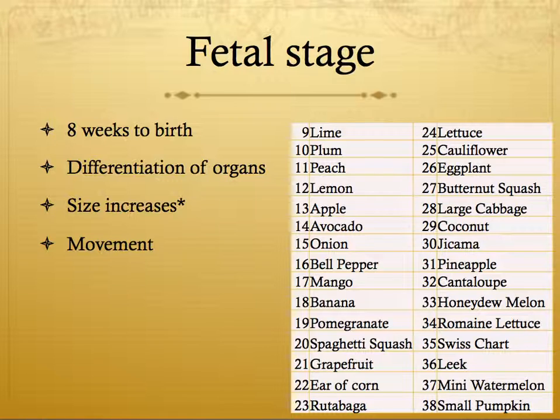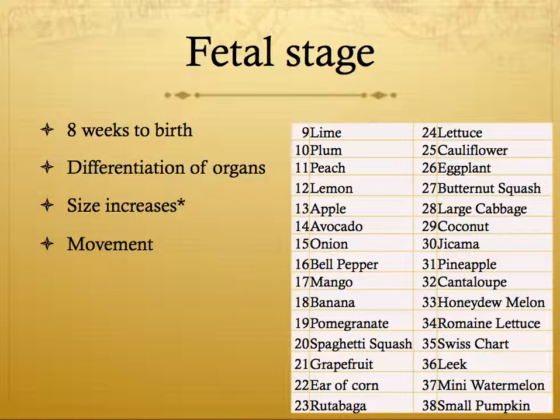Now, the fetal stage starts at 8 weeks, and this officially occurs when there is a differentiation of organs. At this point in time, the fetus can now swallow and urinate. They have arms, legs, fingernails. There's brain hemispheres growing. Myelination is occurring. We'll talk about more throughout the semester.